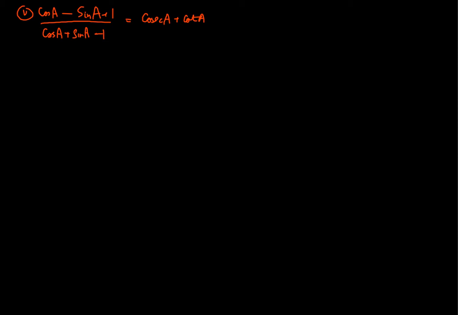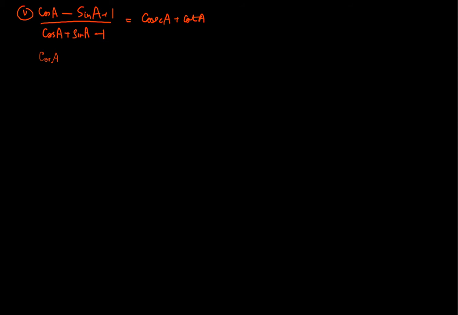You see, when you divide cos with sine, you will get cot. And if you divide 1 with sine, you will get cosec. And if you divide sine with sine, you'll get 1. So you are getting this whole thing in terms of cosec and cot if you divide the numerator as well as the denominator by sine A. So I'll write it here.